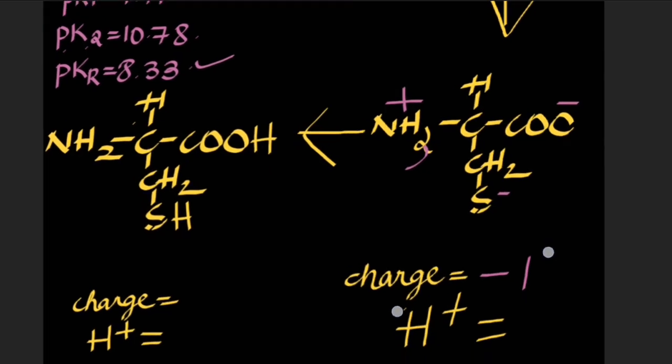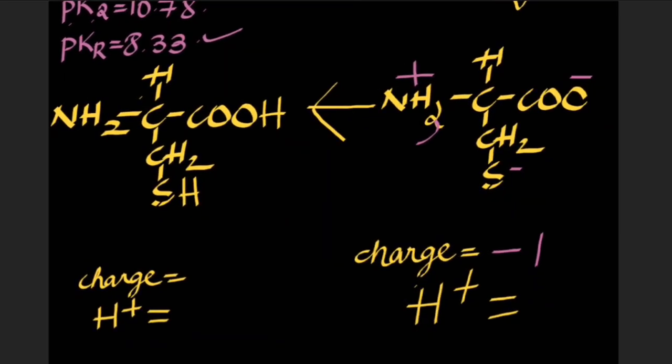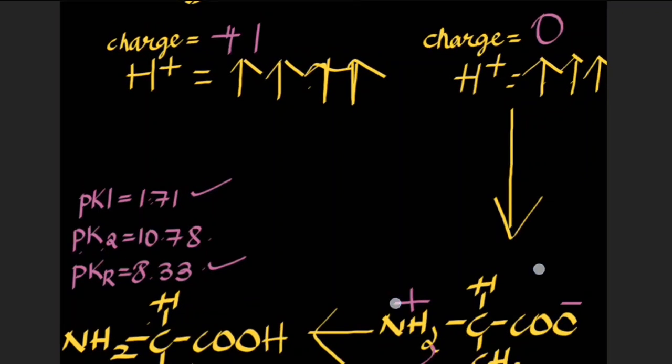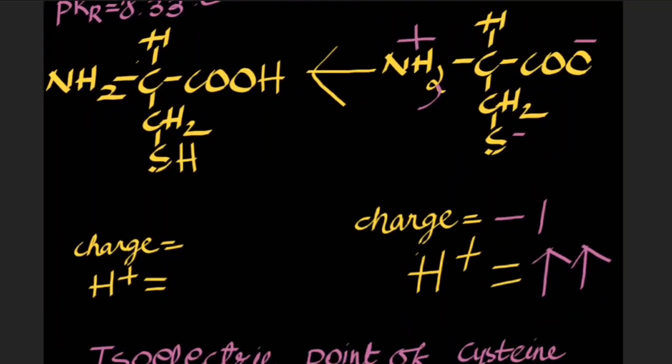And what is the concentration of the hydrogen ion? The hydrogen ion was very much higher in the first one, a little bit less in the second one. Now it has decreased. I'm showing only 2 arrows because out here we have 3 arrows, right? So hydrogen ions are getting less in number.